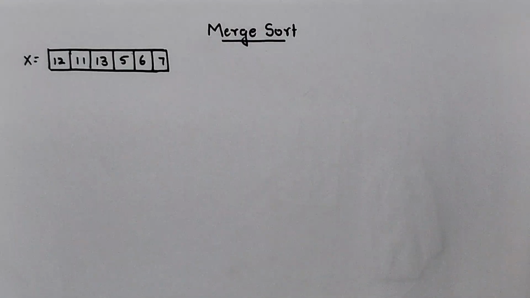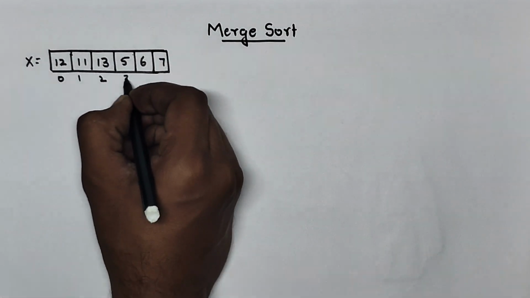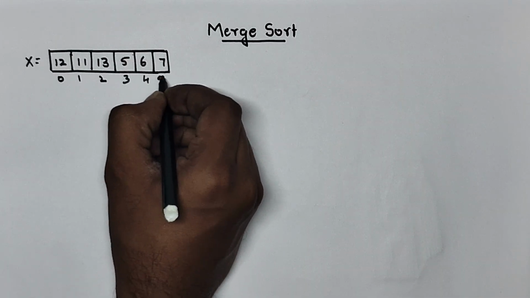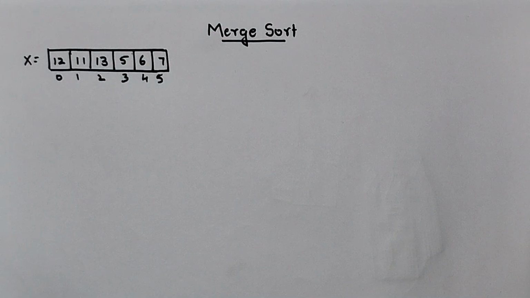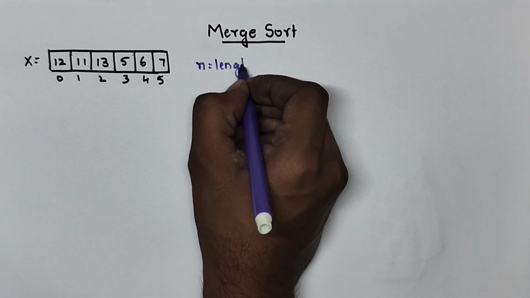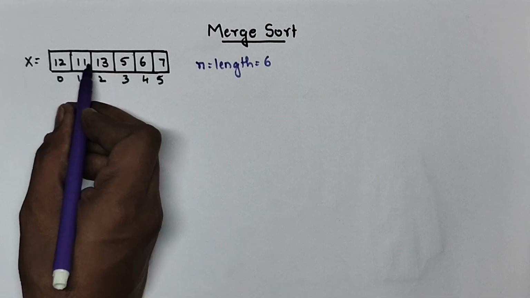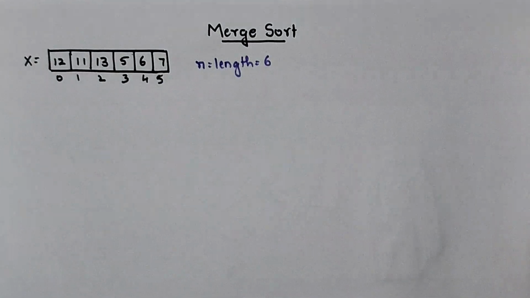Now the next step is to write the index values. So 0, 1, 2, 3, 4, 5. So 0 to 5 helps us find the length of the given array or the given list of elements. So the length n will be equal to 6, because 0 to 5 is 1, 2, 3, 4, 5, 6. 6 is the total length of the given list of elements or the array.